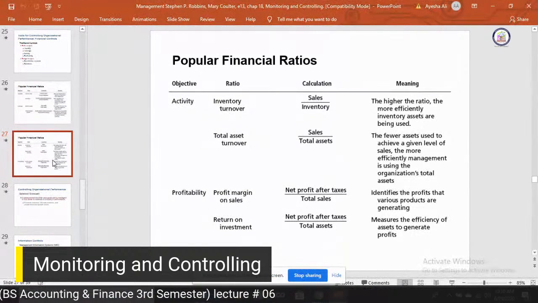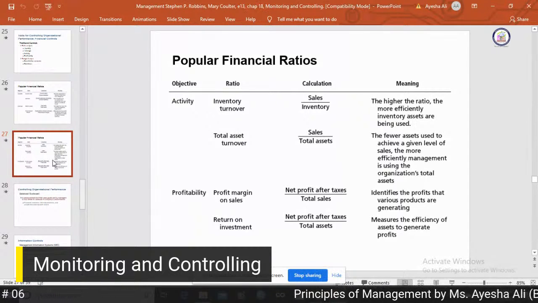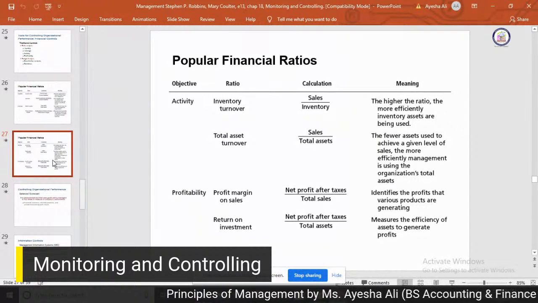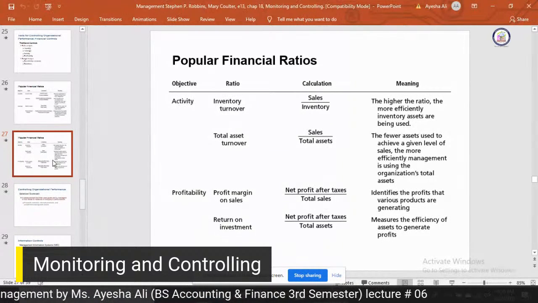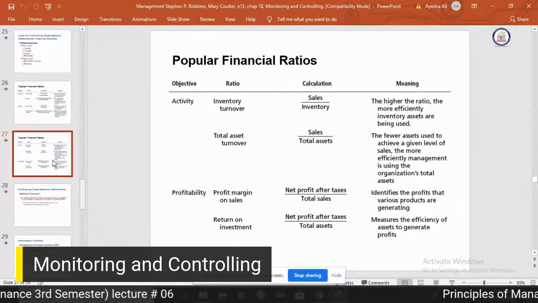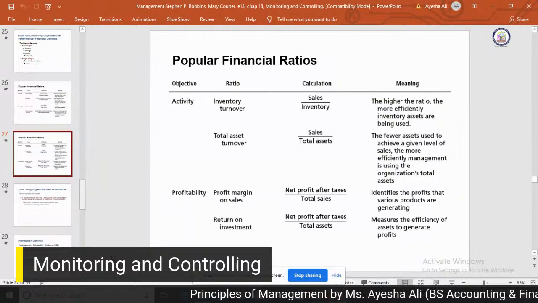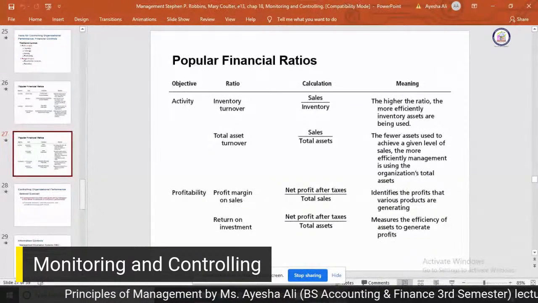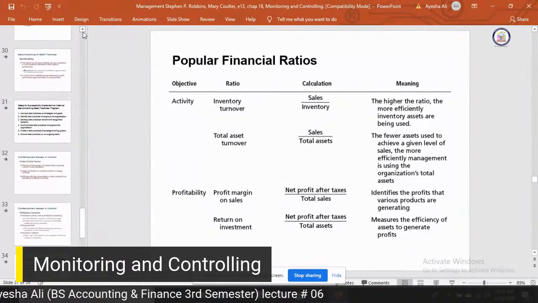Then return on investment, in which the formula of this ratio is net profit after taxes divided by total assets. It measures the efficiency of assets to generate profit. In this, we subtract the taxes from net profit, and we divide it by total assets. So we look at how much return we are getting from our investment, from our assets. So these are the ratios.